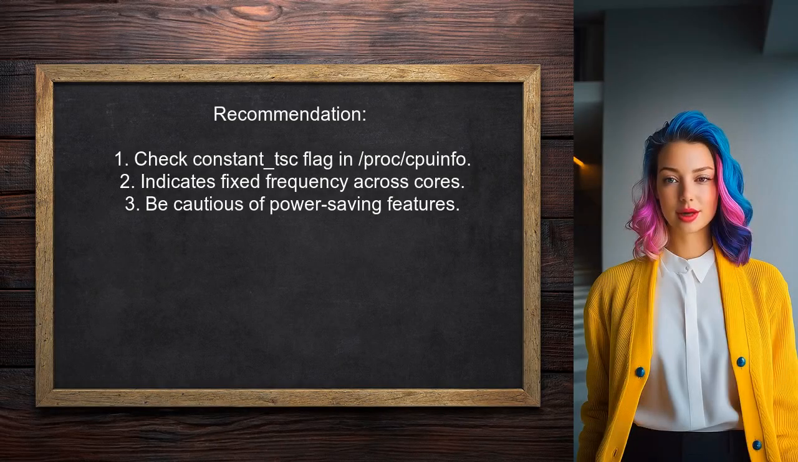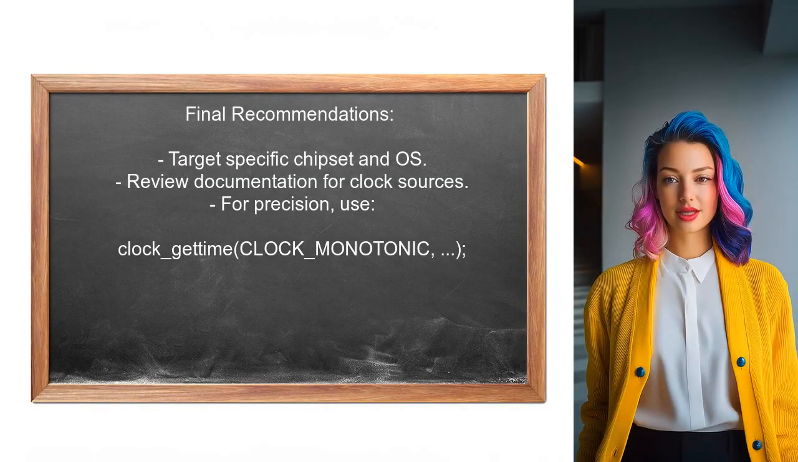They recommend checking the constant TSC flag in the /proc/cpuinfo file on Linux. If this flag is present, it indicates that the TSC runs at a fixed frequency across cores. However, be aware of potential variations due to power-saving features and machine states. Finally, they suggest targeting a specific chipset and operating system and reviewing the relevant documentation for detailed clock source information. For higher precision needs, consider using clock_gettime with CLOCK_MONOTONIC.